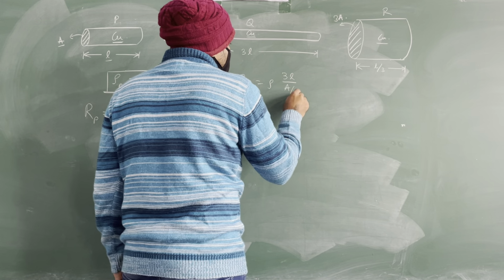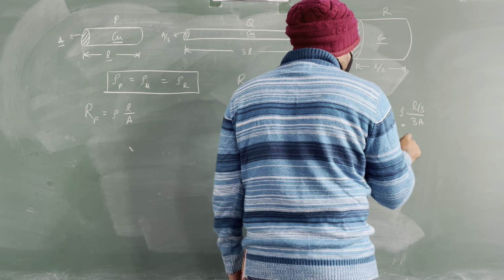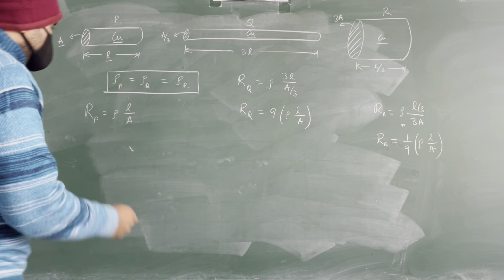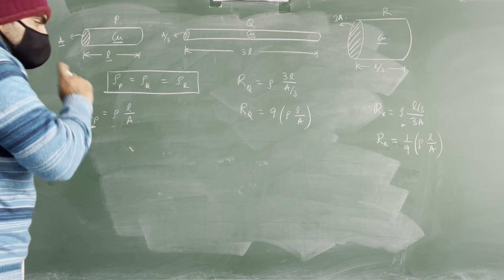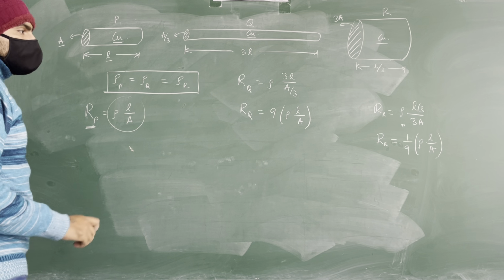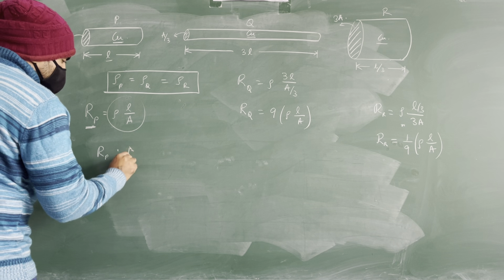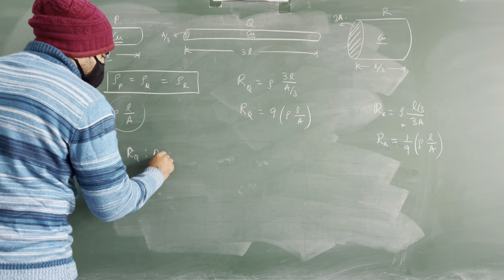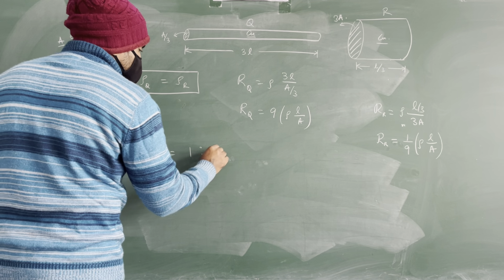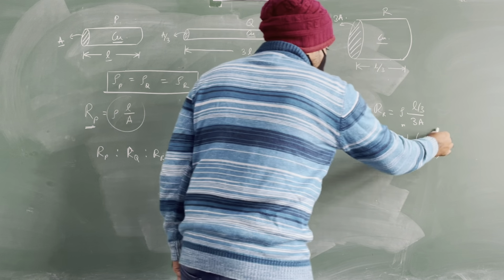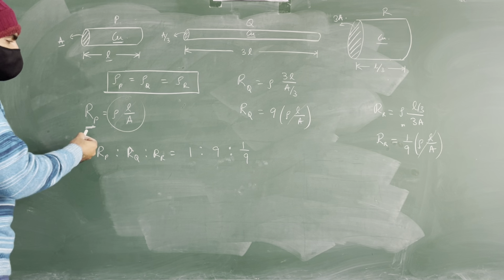Resistance of conductor R will be rho L, where length is L by 3 and area is 3 times A. So resistance of conductor R will be 1 by 9 times of rho L by A. And the resistance of conductor P is rho L by A. When we take the ratio of these quantities, we have Rp ratio Rq ratio Rr, which will be 1 ratio 9 ratio 1 by 9.